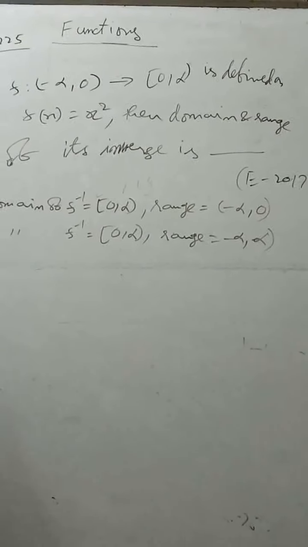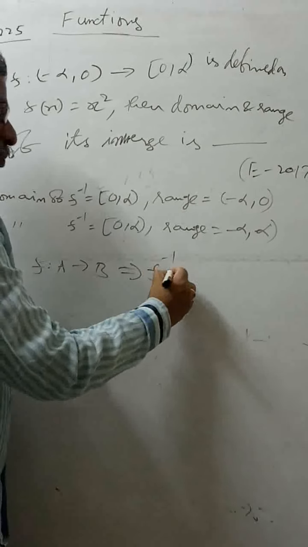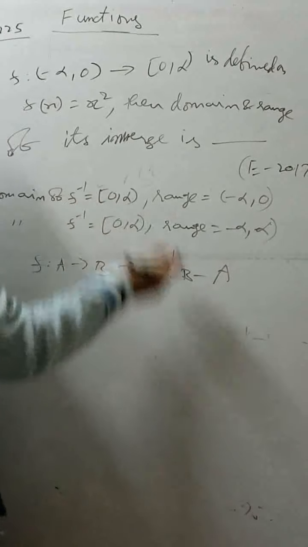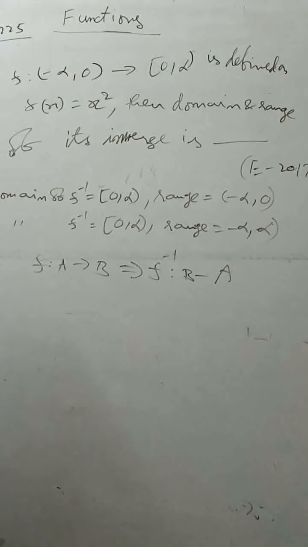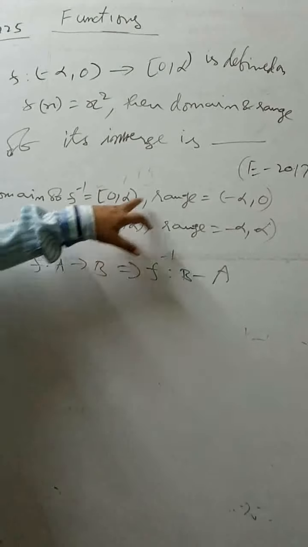Bijection means inverse exists. Now he is asking the domain of f inverse. f is a mapping from A to B means f inverse is a mapping from B to A only. So domain becomes range, range becomes domain. That's it. So the domain of f inverse is 0 to infinity and the range is minus infinity to 0. Just reverses. A to B means B to A. So our option is the first option.